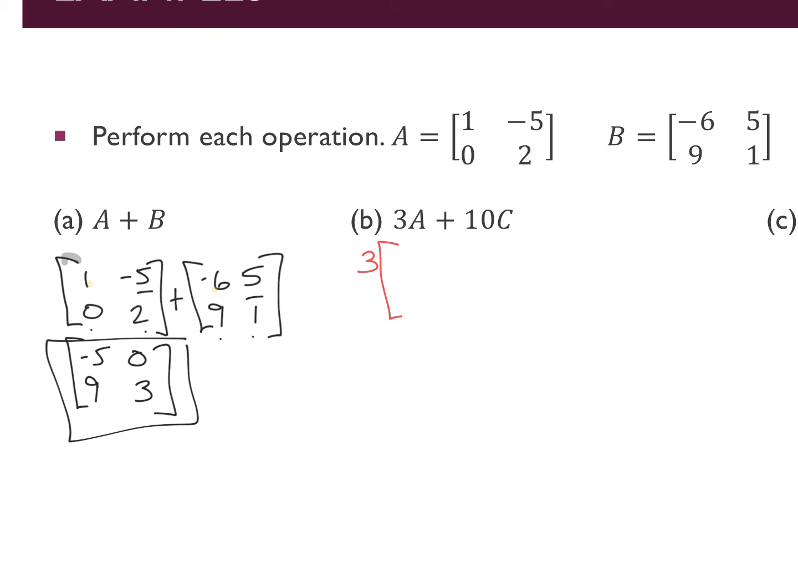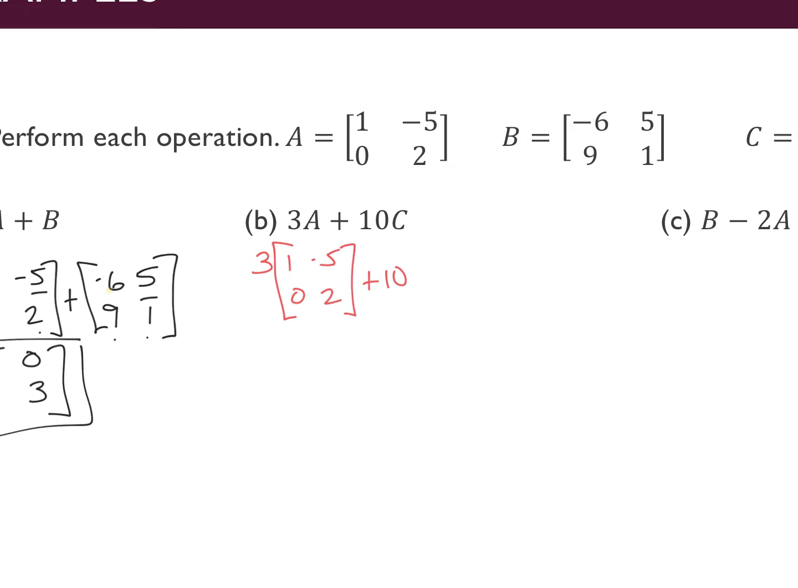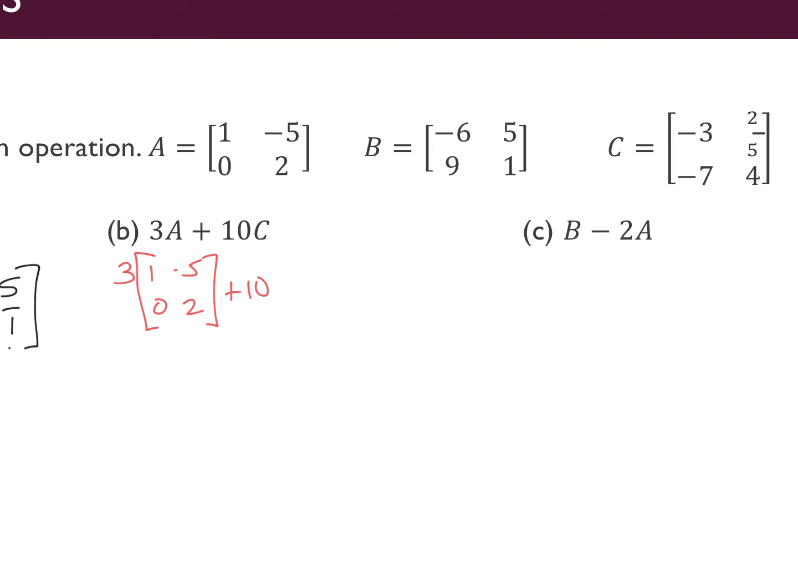If we look at our next letter B, we're going to take 3 times matrix A. So we'll put a 3 and then matrix A plus 10 times matrix C. Okay, so matrix C, negative 3, 2/5, negative 7, and 4. Okay, so the first step we would have to do is that scalar product.